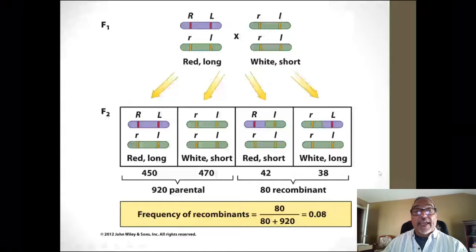If we were to take a peek at our numerical values, here are the data as we initially showed them in those early slides: 450, 470, 42, and 38. So which are our recombinants? Well, 42 and 38. We add them together, and it's 80 divided by 1,000, which gives us 0.08. So we end up with 8% recombination frequency. So really a relatively easy little trick to look at any two genes.